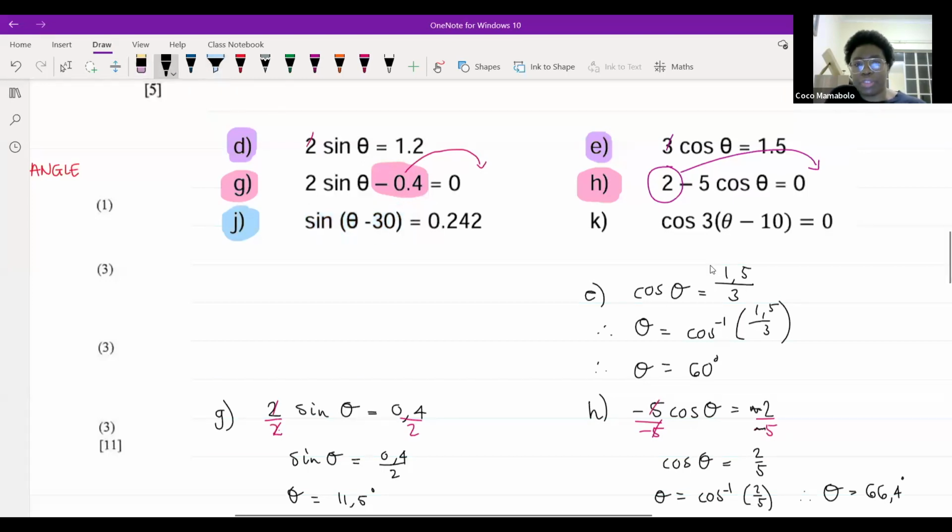So in order for me to find theta, I need to shift sine, right? But my angle isn't just theta. My angle is theta minus 30 degrees. So what I will have to do is go theta minus 30 degrees is equal to arc sine of 0,242. Right, give me an answer for that arc sine side. Give me an answer for this side, please, peeps.